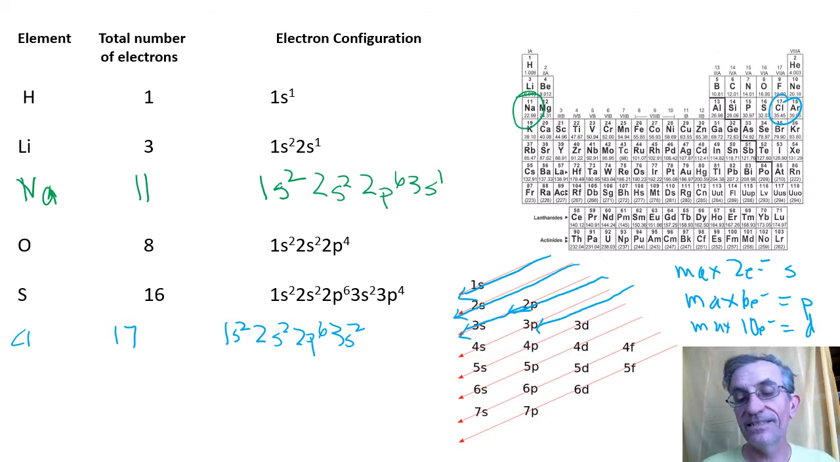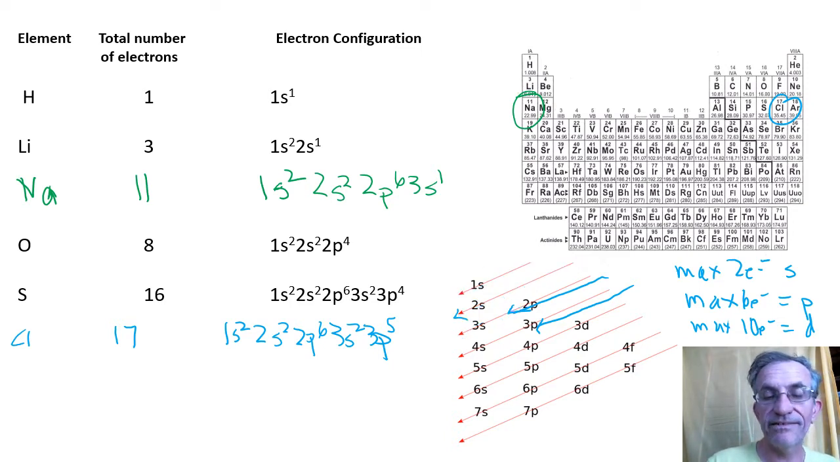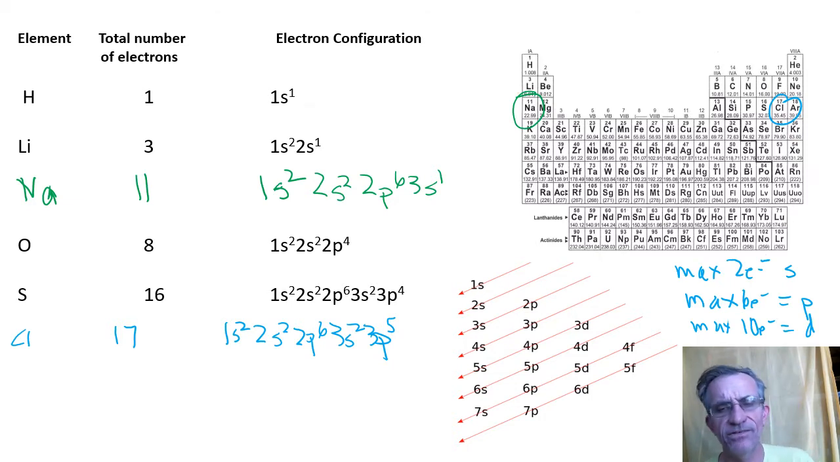We'll bump into 3p. And I think we need 5 more to get to 17. 2 and 2 and 6 is 10. 2 more, 12. Yeah, we need 5 more to get to 17. 3p5. All right. So same pattern, just going to 17 for chlorine. All right. With that, let me give you one to try.